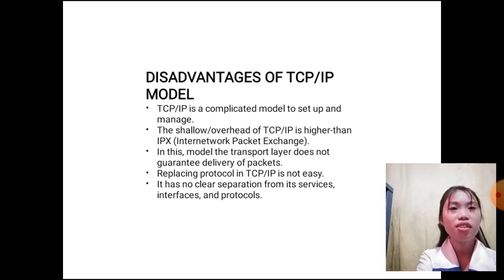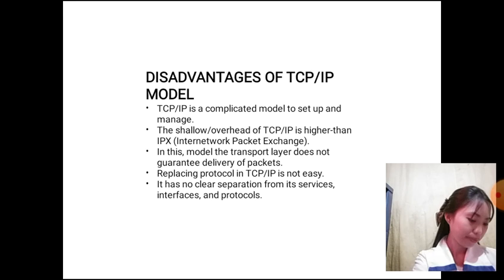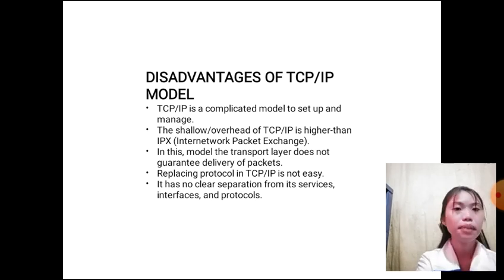So, disadvantages of the TCP/IP model. Here are a few drawbacks of using the TCP/IP model. TCP/IP is complicated to set up and manage. The overhead of TCP/IP is higher than IPX, Internetwork Packet Exchange.